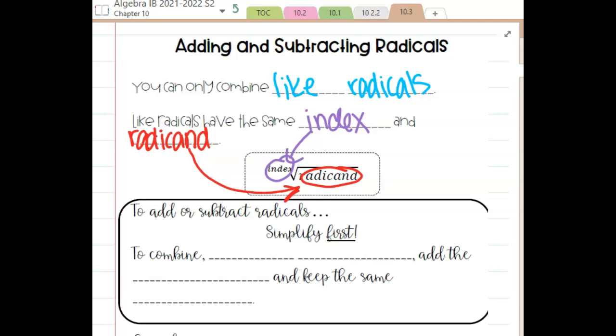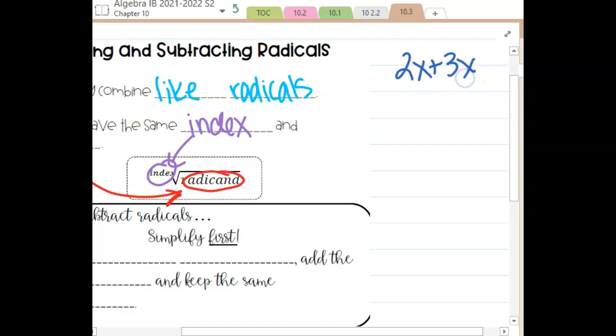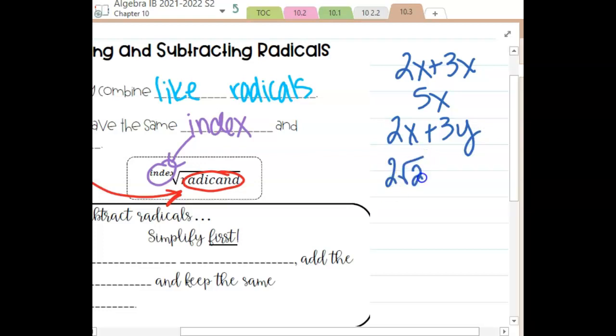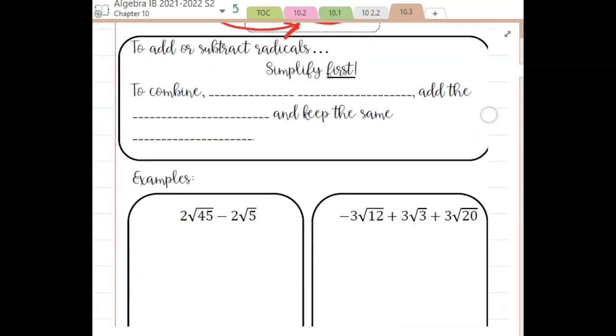So just like when we combine like terms, you know you could combine 2x and 3x, and when you take 2x plus 3x, you get 5x, but you could not combine 2x plus 3y, they'd have to stay 2x and 3y. What we're going to find out today is that if you have 2 square roots of 2 plus 3 square roots of 2, since they're both square roots of 2, you can combine those together the same way that you would if they were like terms.